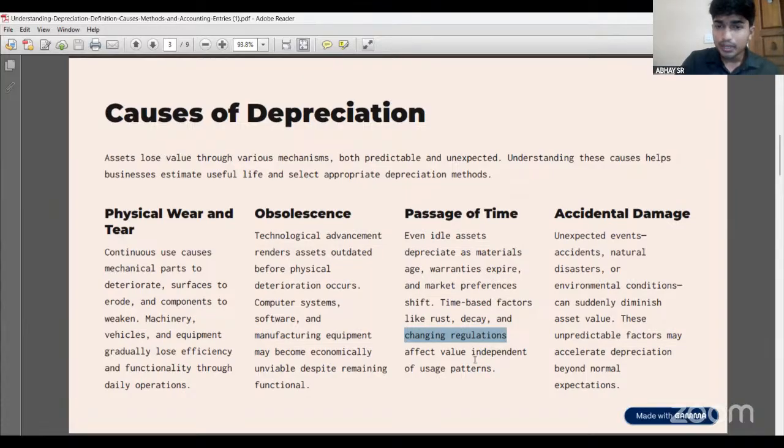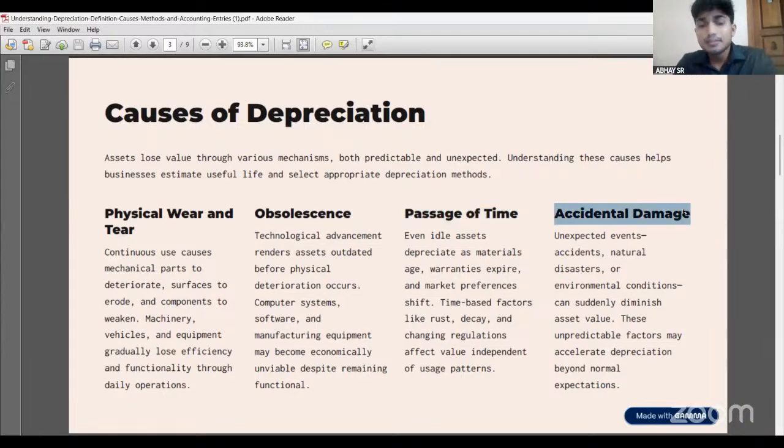So due to that, the value changes. So that's one such reason. First one was physical wear and tear. Second was obsolescence, and third was passage of time. Then another one is accidental damage.